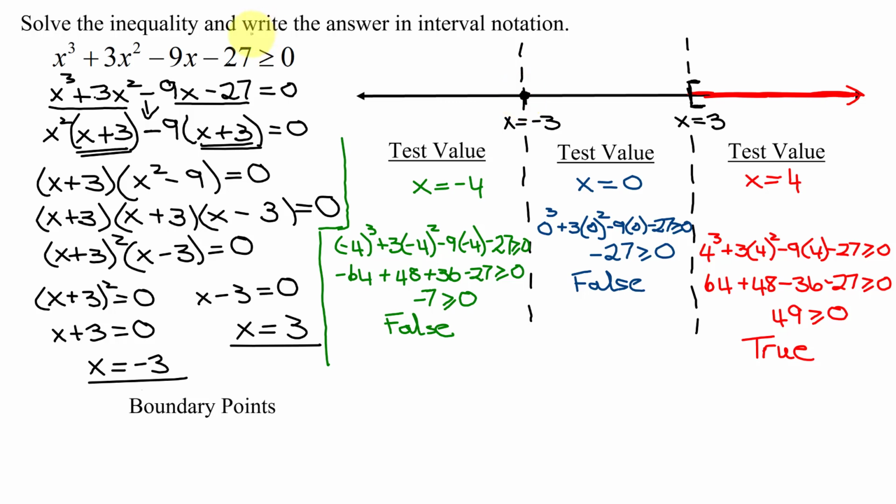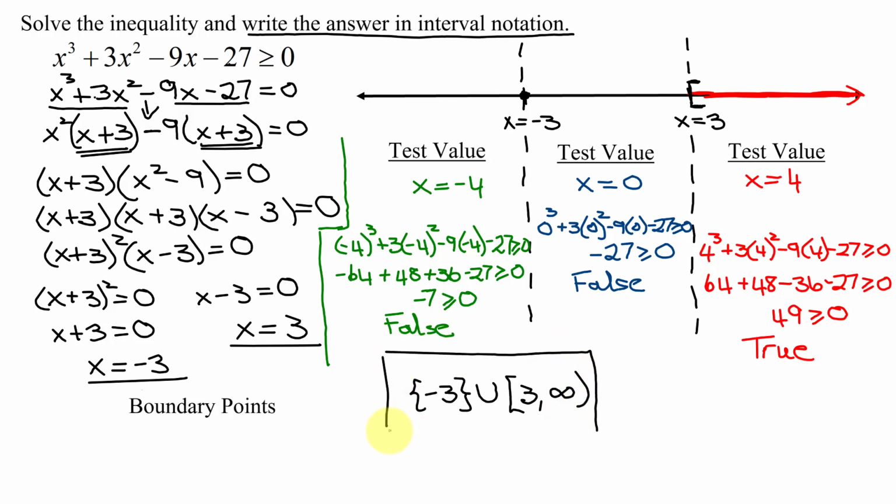So the last thing I need to do is write the answer in interval notation. I need to include the point -3. So you put it in braces. So I have the point -3 unioned with this interval here, which is square bracket 3, comma, all the way to infinity. So there is my solution in interval notation.